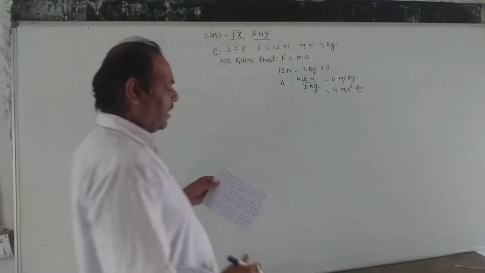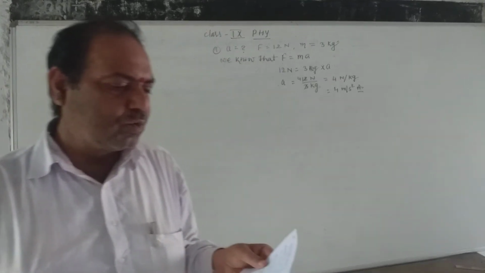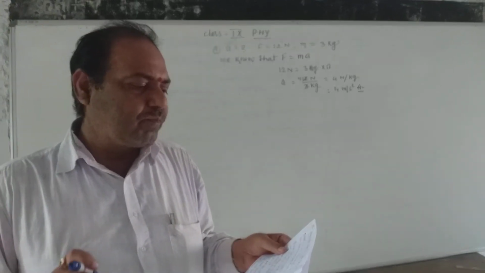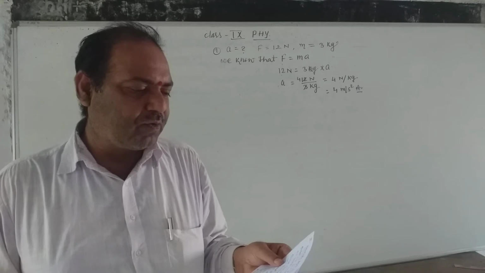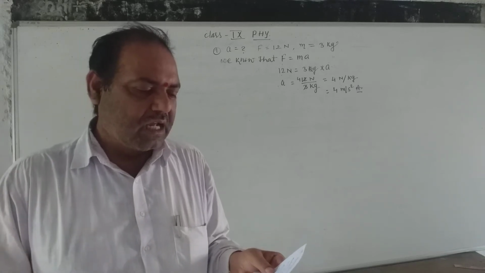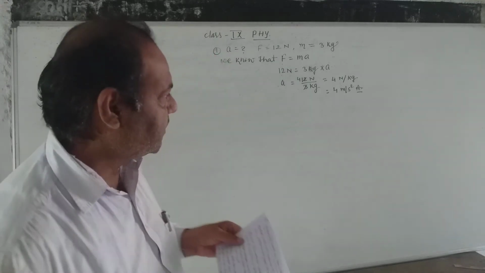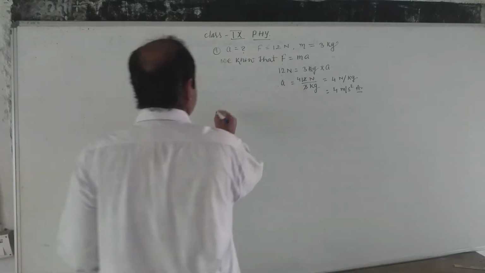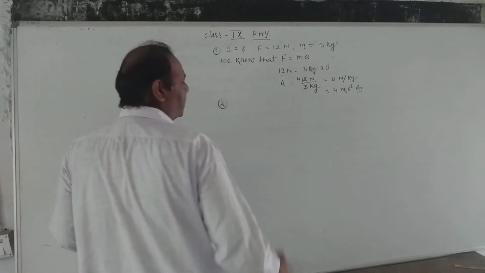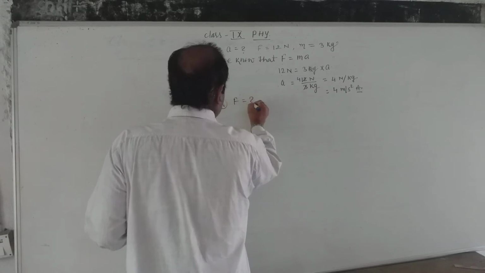Okay. After that, the second question is, what force would be needed to produce an acceleration of 4 meter per second square on a ball of mass 6 kg? Second question, what force would be needed? What force would be needed? Then we have to find here the value of force. F is equal to what?